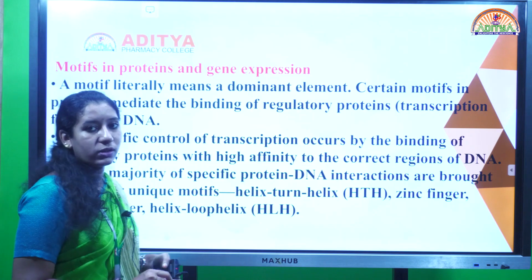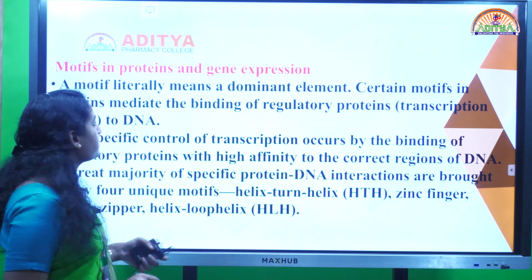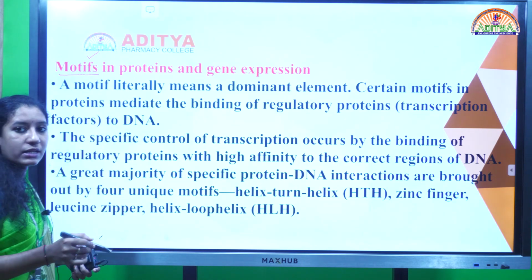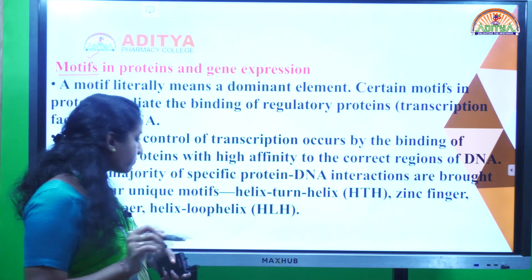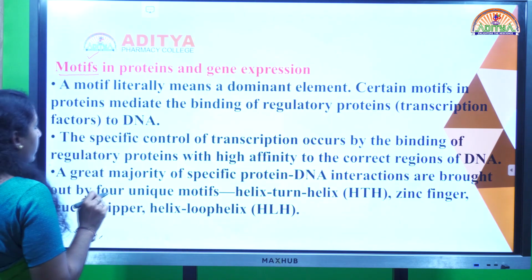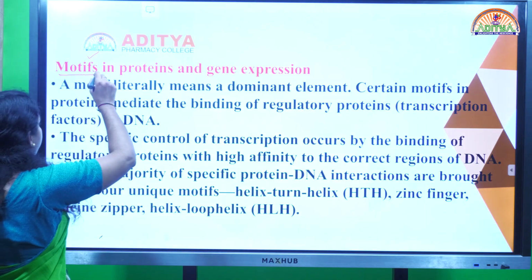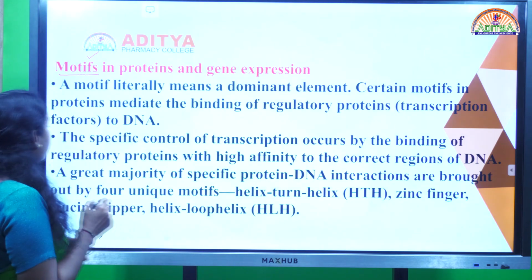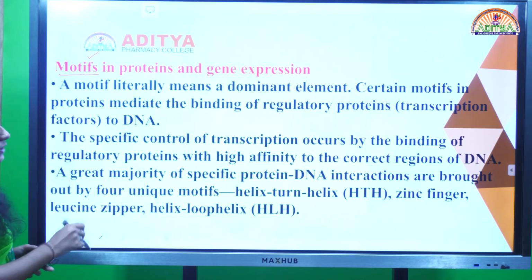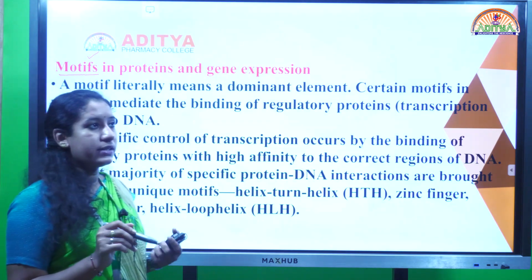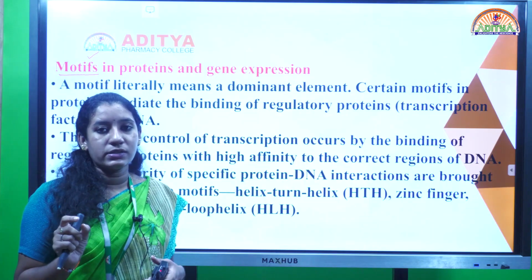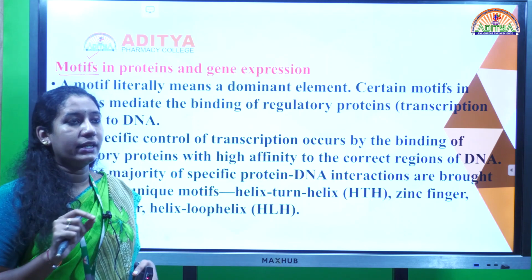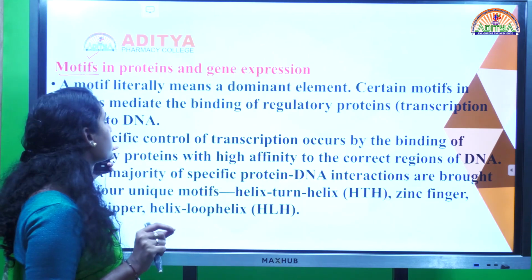And next concept is motifs in protein and gene expression. So what is meant by motifs? These are nothing but the dominant elements. These motifs provide the specific control of the transcription process, and it occurs by binding of the regulatory protein with high affinity to the correct region of the DNA. See, transcription occurs whenever there is a binding of the regulatory protein to the specific part of the DNA. So that will be facilitated by the presence of these motifs.